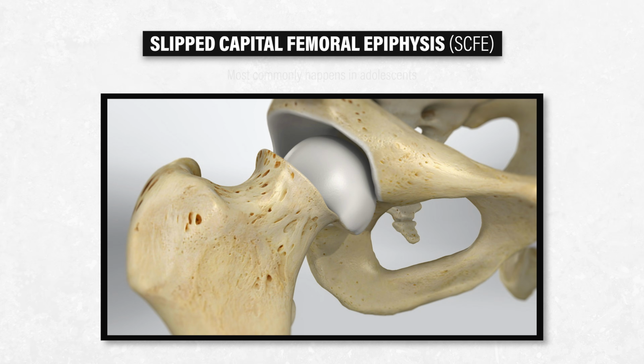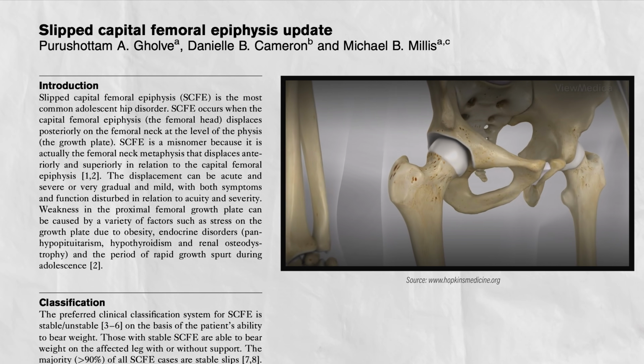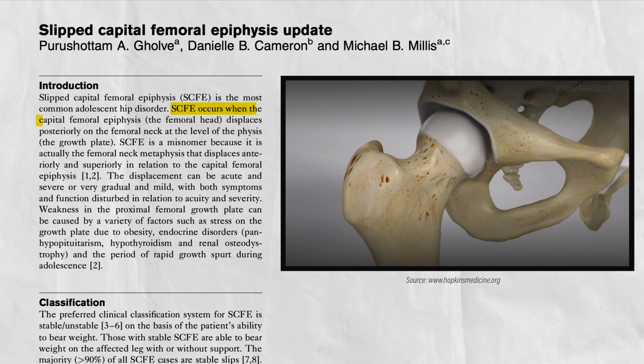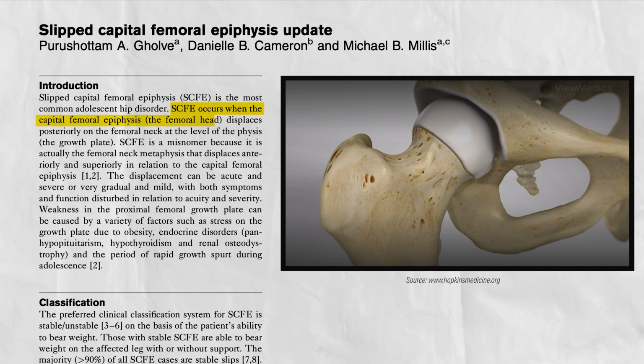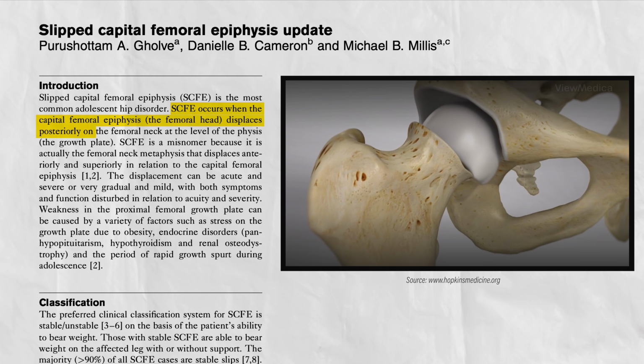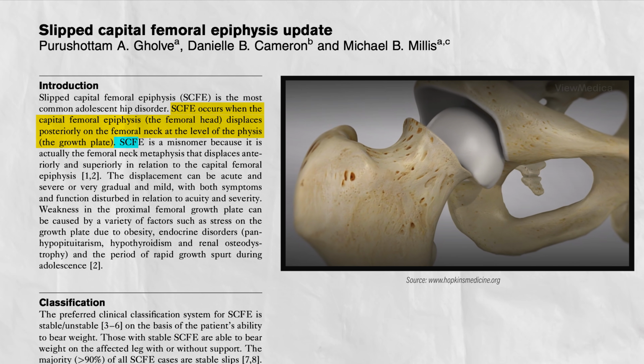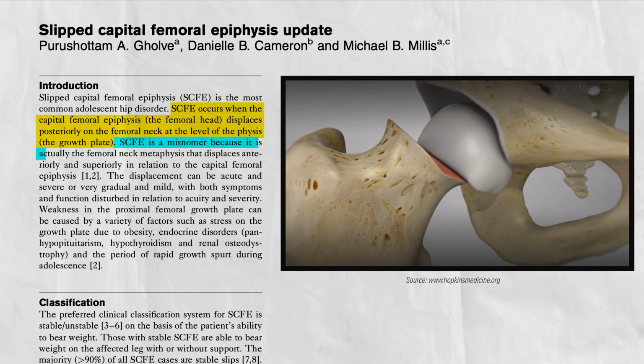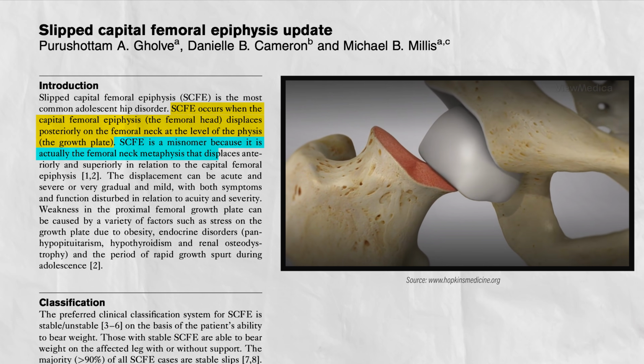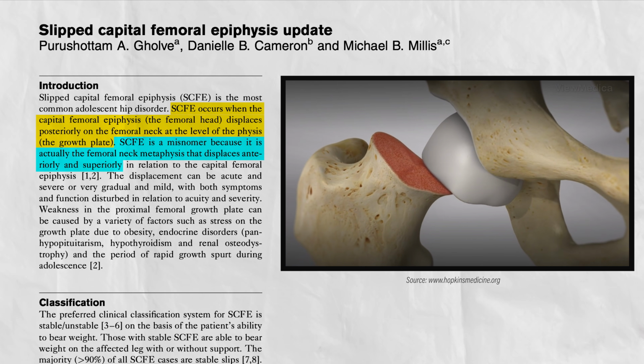2. Slipped capital femoral epiphysis, often referred to by its acronym, SCFE, most commonly happens in adolescence. According to Galv et al., SCFE occurs when the capital femoral epiphysis, the femoral head, displaces posteriorly on the femoral neck at the level of the growth plate. However, SCFE is a misnomer because it is actually the femoral neck metaphysis that displaces anteriorly and superiorly in relation to the capital femoral epiphysis.